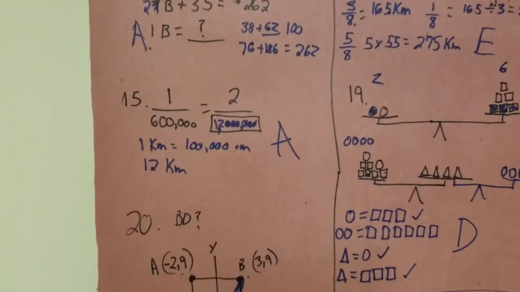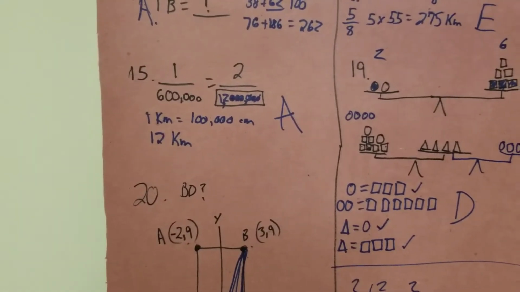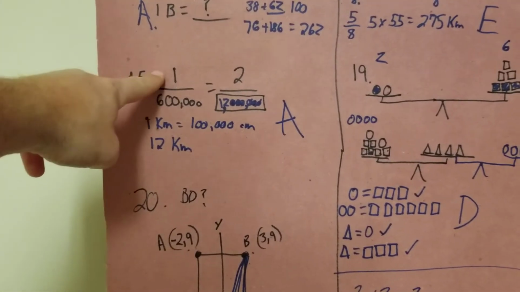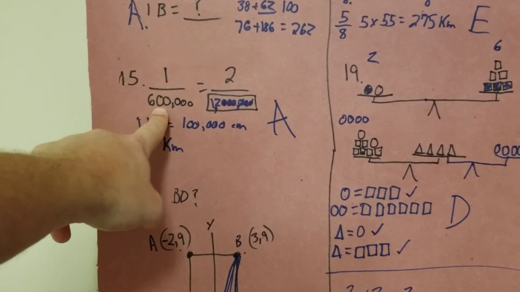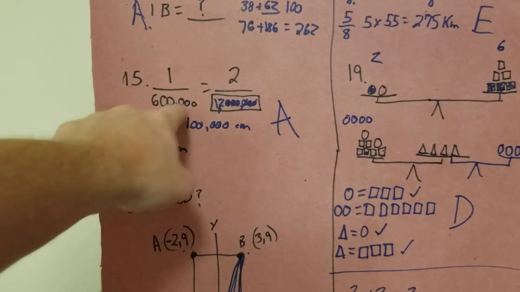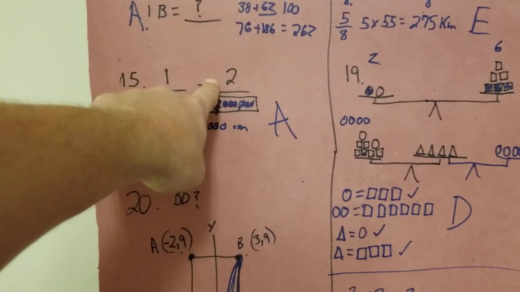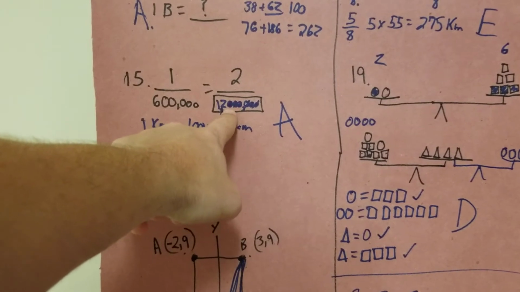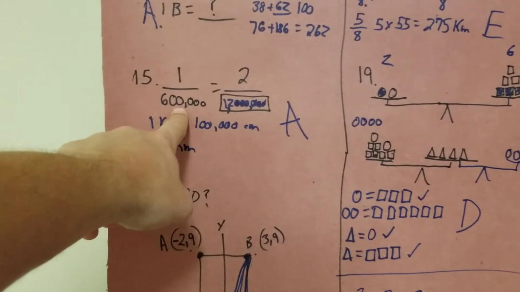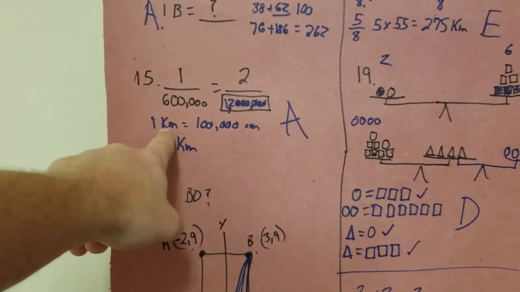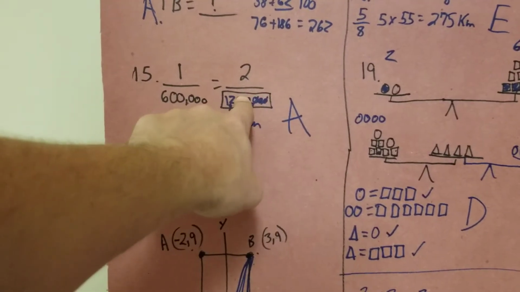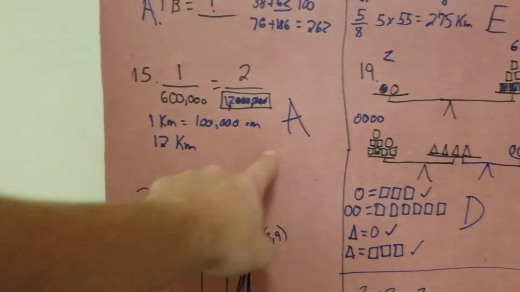Number 15 is a question you should all get. It is back to our scale drawings. We've done this, proportions. So 1 centimeter is 600,000 centimeters. What is 2 centimeters? It's hard to read now because I've scratched them all out, but it's 1.2 million. And you have to remember that 1 kilometer equals 100,000 centimeters. So then I take off 5 zeros, which leaves me with 12. And that is answer A.